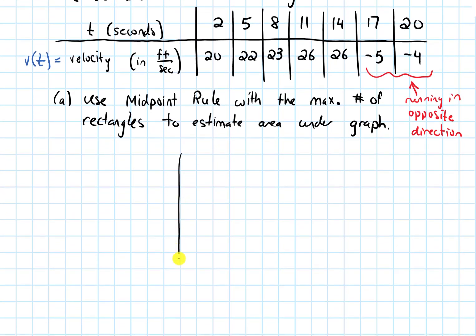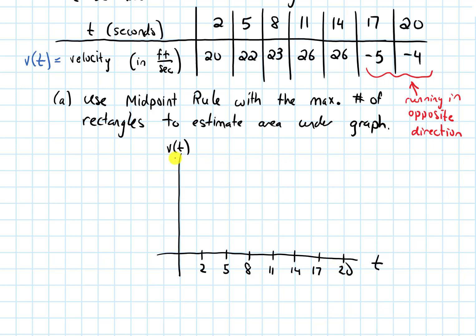So I'm going to make some axes, y-axis, and this would be my t-axis because my other variable is t here. So t, and maybe the vertical one, I'll call this v of t for velocity. And I'm going to draw tick marks at 2, 5, 8, 11, 14, 17, and 20 on the t-axis.